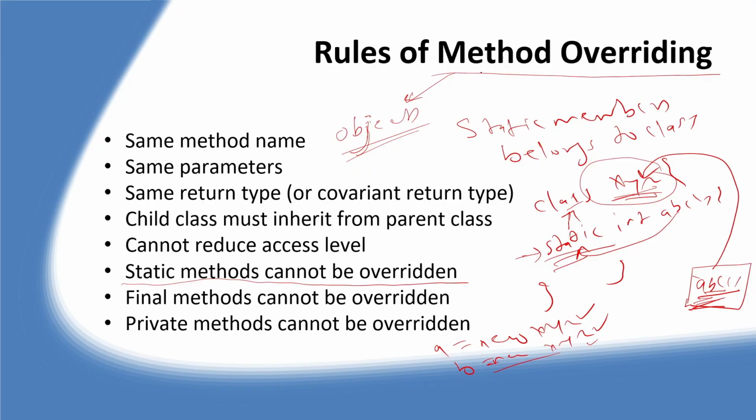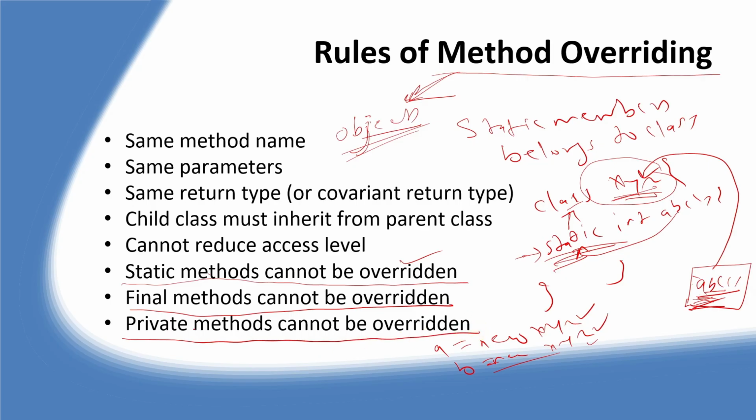The method overriding concept is related to objects, whereas static members are associated with the class, because during class loading time, this static member loads once in the memory. It has nothing to do with objects. That's why they have written that static methods cannot be overridden. And similarly, final methods cannot be overridden and private methods cannot be overridden.